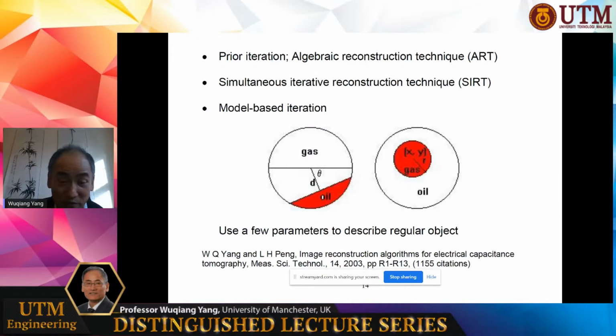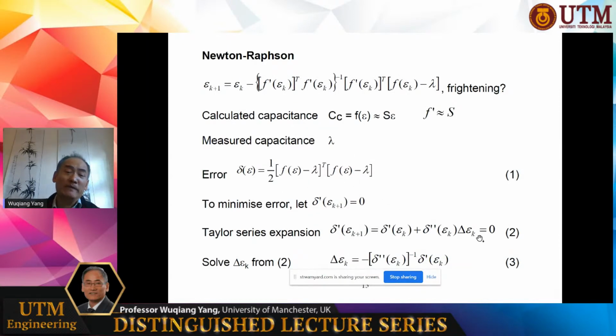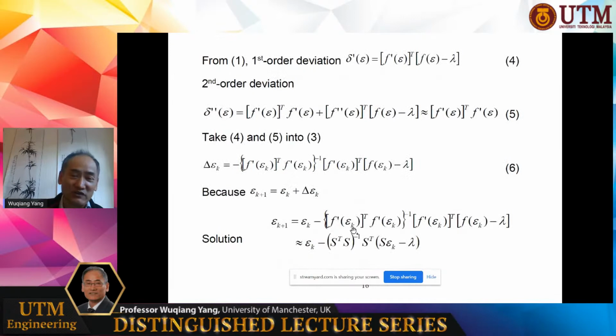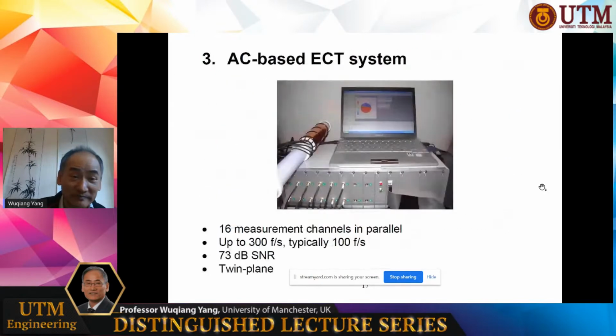In 2003, I published a paper on image reconstruction algorithms for ECT. This paper so far has been cited 1,155 times. Those two slides, I don't intend to explain. I just would like to let you know, I use those two slides to teach our MSc students where this Newton-Raphson equation comes from. It looks quite frightening. Look, this equation actually is not that difficult. By those two pages, from my engineering mathematics background, I can derive this equation. So it's not too difficult to derive.